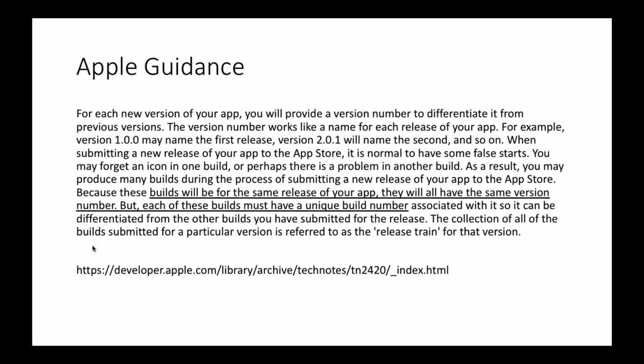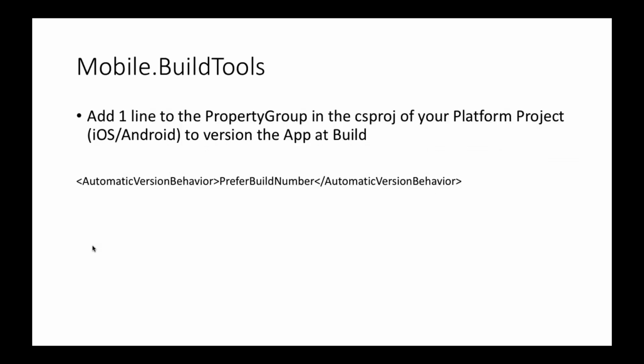And both of these are handled automatically by the mobile build tools. And again, this is at every single build because it's part of your build pipeline. And, like I said, I've tried to keep this as simple as possible. So it is literally as easy as adding one line to your CS proj, and that goes in the property group of either your iOS or your Android project. And it will go ahead and do that.